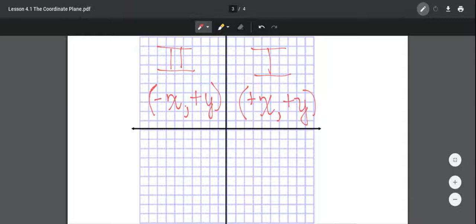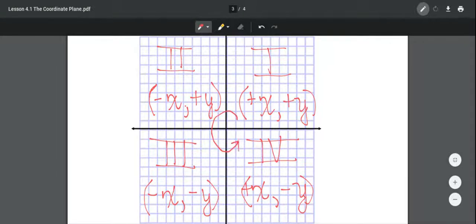Moving down to the third quadrant, in the bottom left-hand corner, is quadrant 3. The values of quadrant 3 are negative for x and negative for y. Finally, the last quadrant is the fourth quadrant. The values in the fourth quadrant are positive for x, but negative for y. As you notice, the quadrants begin with both positive values and move counterclockwise.